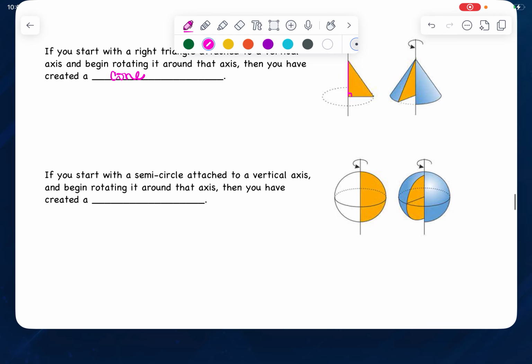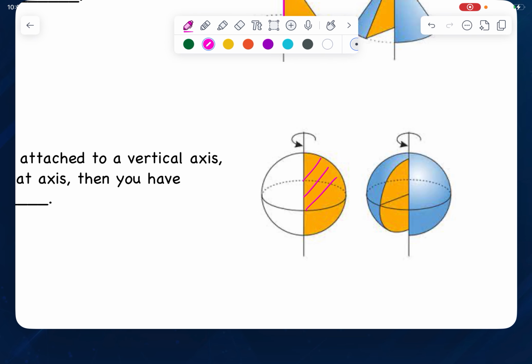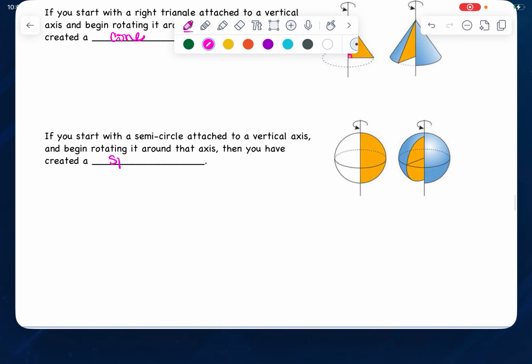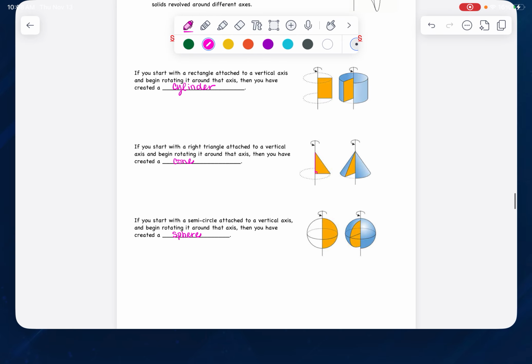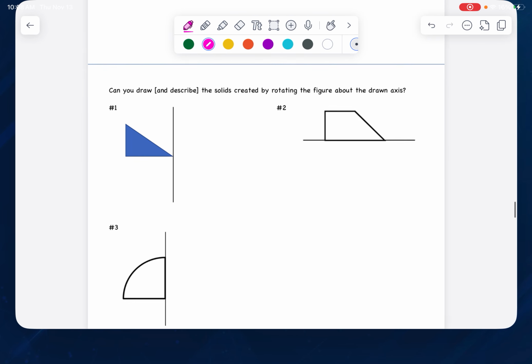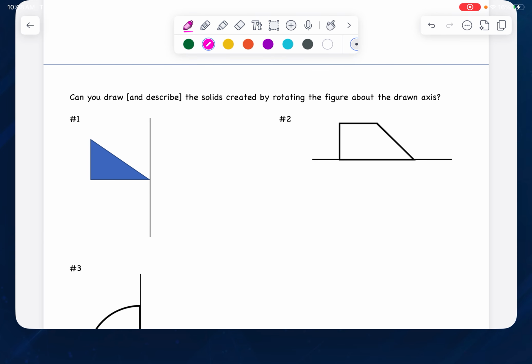And then the last one is if you start with a basic semicircle or half circle, then it's going to clearly create a sphere when we start rotating it around an axis. Okay? And that's pretty much it, right? Those are the 3 main things that you need to know. Now, which axis we spin it around, and how it's attached to the axis, could change what our rotated solids look like. So let's go look at a couple of different types of rotating solids.